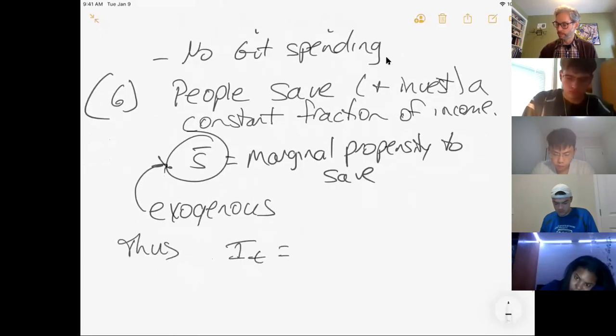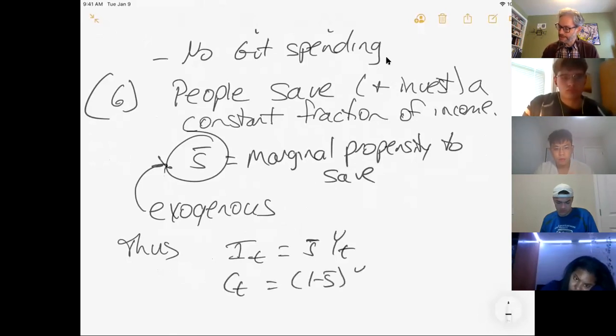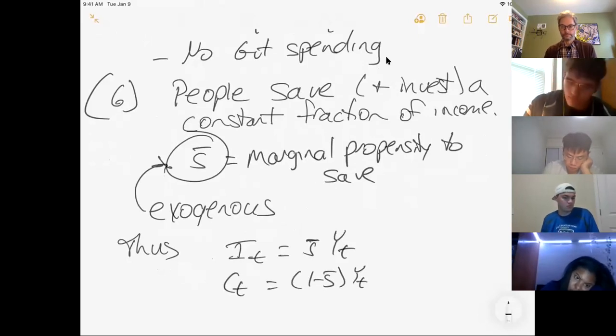So in other words, what's the amount of investment? Investment is just S bar times Y, right? You save a constant fraction of your output and then you consume the rest. So if S bar is, for instance, 0.4, you save 40% of every dollar and you consume 60% of every dollar. Very, very simple.